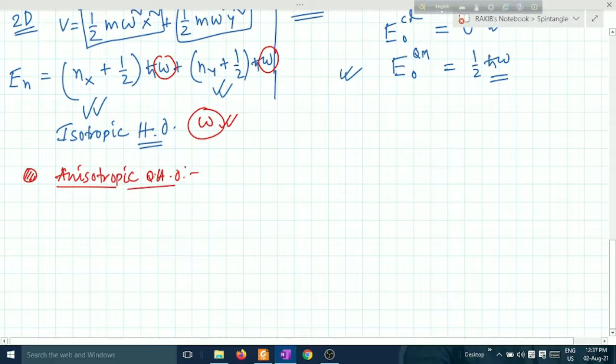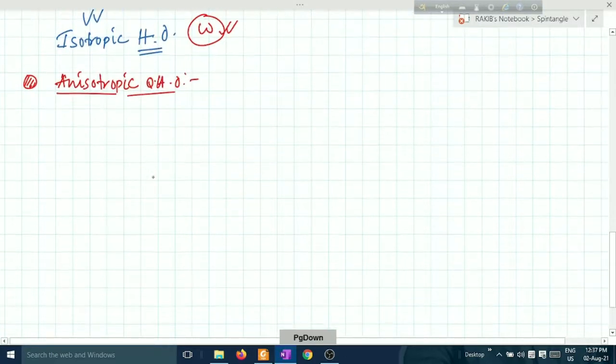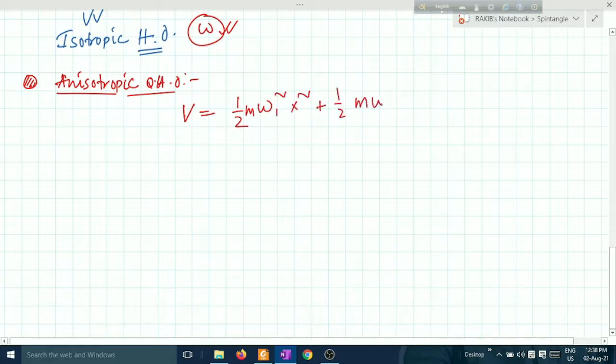In the case of an anisotropic harmonic oscillator, the frequency will change. The potential may be written as half m omega 1 square x square plus half m omega 2 square y square. This is the two-dimensional case. In the three-dimensional case, there will be another term. I am not writing it because this will be relevant to our problem.